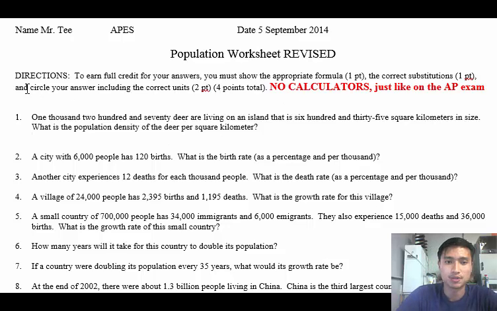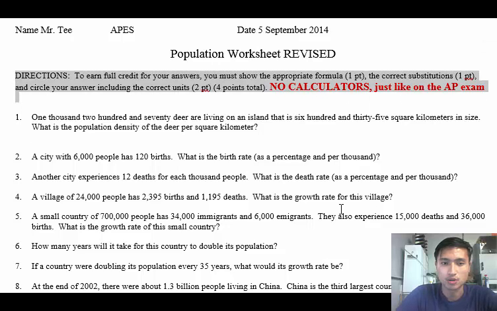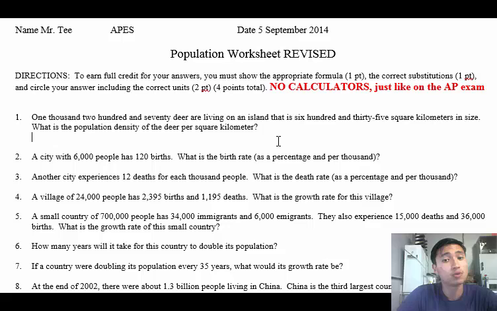I think what most students forget to do is to read the directions. Okay, so in the directions it says to earn full credit for your answers, you need to have the appropriate formula, the correct substitutions, and you need to circle or box your answer, including the correct units. So the units can be people, square kilometers, square miles, whatever you guys need to do for the correct units.